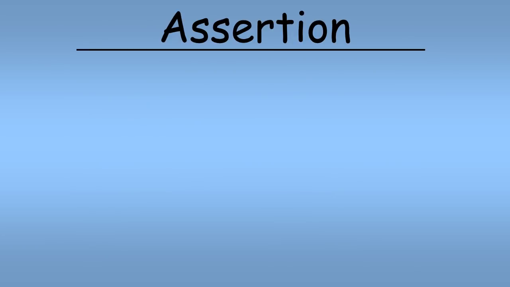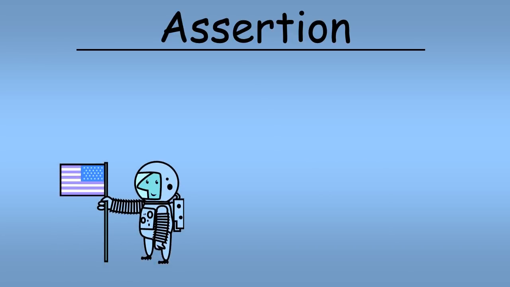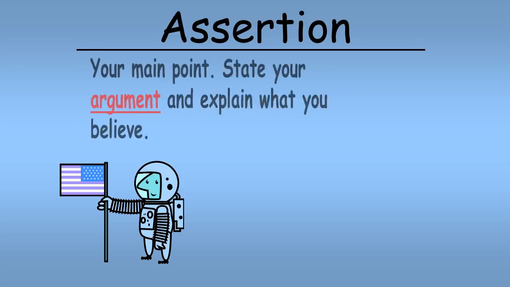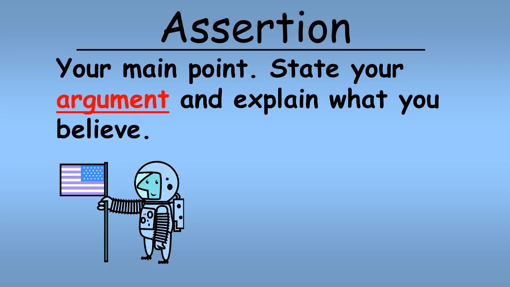So let's take a closer look at that word, assertion. Any good persuasive writing, whether it's a TV commercial or a political ad, begins with an assertion. It's sometimes called a claim, and it's really the author's thesis or main idea for writing. An assertion is defined as your main point of your essay. Here you state your argument and explain to the reader what you believe.